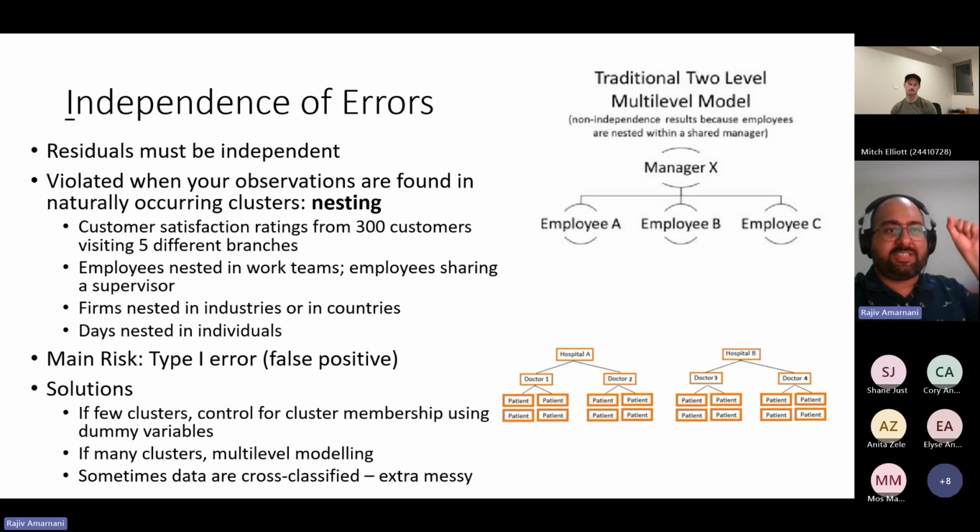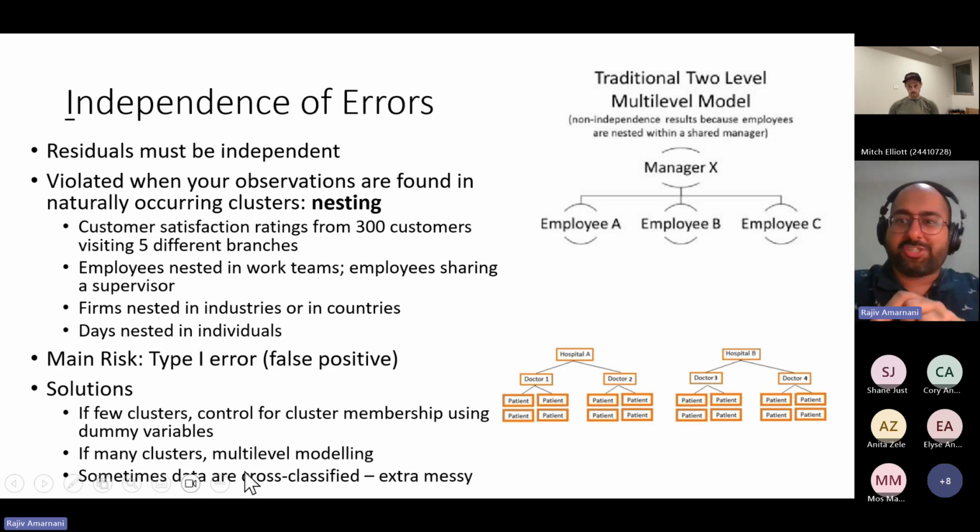So it's kind of nested in hotel, but also nested in region. So hotel A, B, C, D, but also region A, B, C, D. You can have these hotels in that region. It gets complicated. I have never worked with cross-classified data myself. It is complicated, messy stuff. You need to get an expert if you have cross-classification.